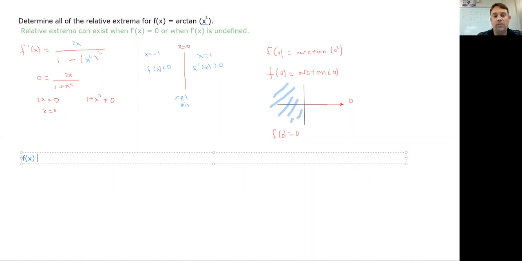F of x has a relative minimum at 0, 0 because f prime of x changes from f prime of x less than 0 to f prime of x greater than 0 at x equals 0.